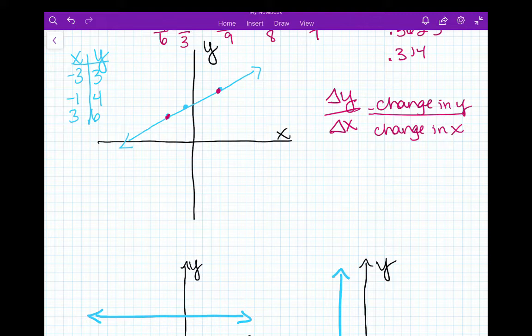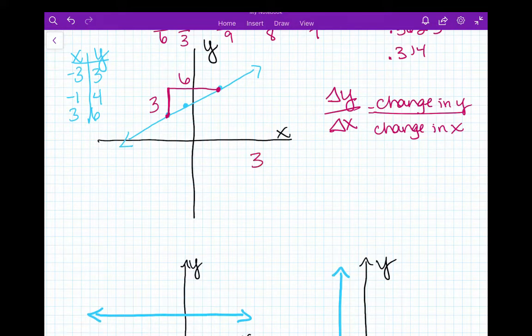So the change in y is going to be this much, which is 3. The change in x is that much, which is 1, 2, 3, 4, 5, 6. Notice how I write the 3 and the 6 right above those segments that I drew. So the rate of change is 3 over 6, which I could simplify to 1 over 2.